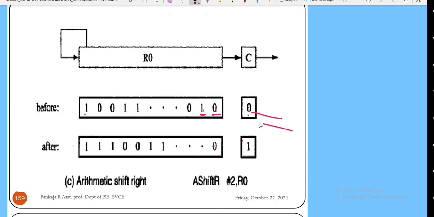In the next shift, this 1 will come to the carry flag, and this 0 will go out. So I have done a 2 bit shift out. Here you just observe, according to the previous logical shift, these 2 bits got vacated. In the logical shift we filled them with 0, but in arithmetic shift you are going to note down the sign of the number. If it is 1, you fill 1 in the vacated position. If it is 0, you fill 0 in the vacated position. So you need to understand that.